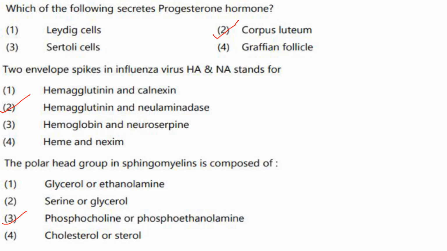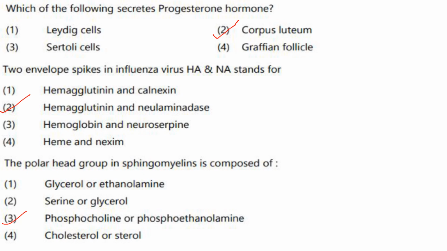Then next one. Which of the following secretes progesterone hormone? So it is the corpus luteum that secretes progesterone hormone. Answer is option 2. Two envelope spikes in influenza virus, HA and NA stand for. So in influenza virus, HA stands for hemagglutinin and NA stands for neuraminidase. Here also for neuraminidase they have written L instead of R, and that is a printing mistake. So answer is option 2.